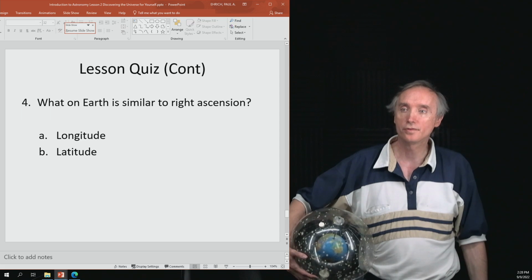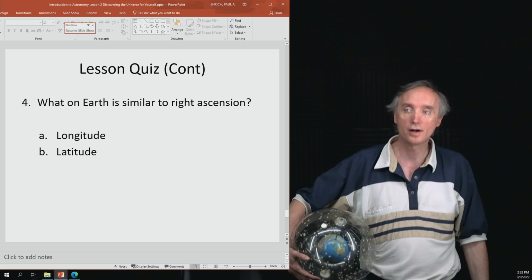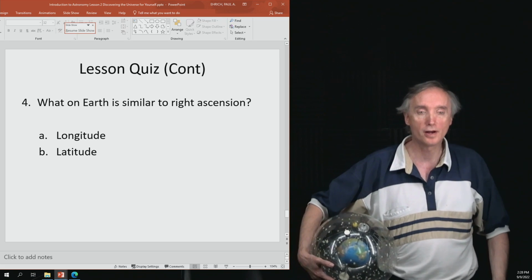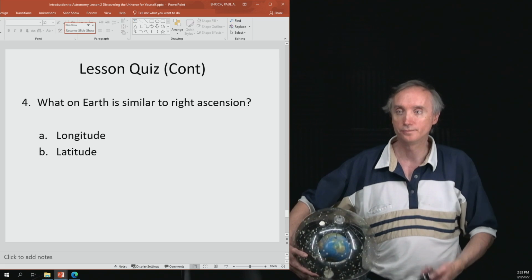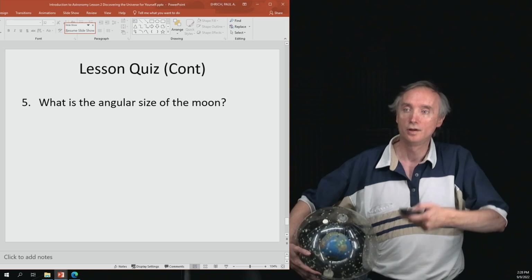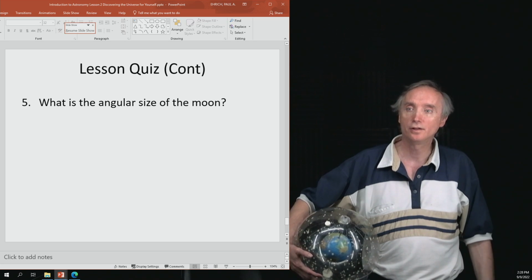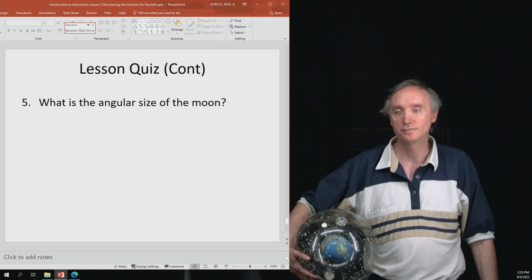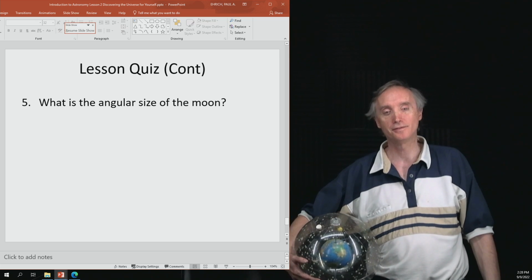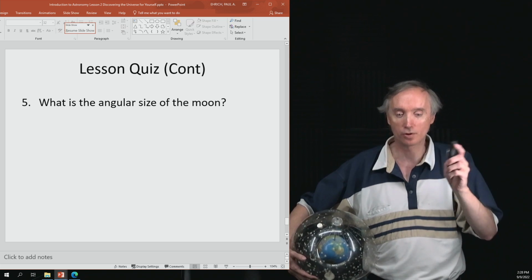What on Earth is similar to right ascension? So remember, you're either going to your right or you're going to your left, so that's going to be the longitude. What is the angular size of the moon? I'm sorry, that went with another slide that I have deleted, so just ignore that.